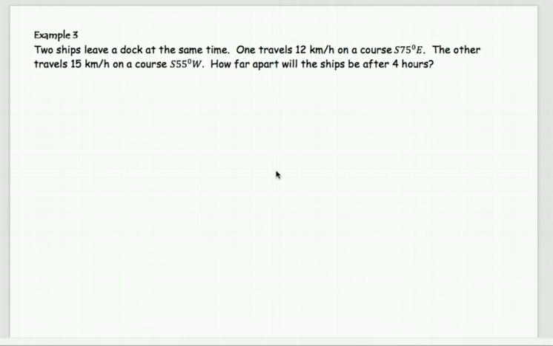All right, example 3. Here's another one with some compass directions here that we have to sort out in order to draw the diagram. So we have a couple ships that leave a dock at the same time. One travels at a certain speed, and on this course, south 75 degrees east, and the other one travels 15 kilometers per hour on a course that's south 55 degrees west.